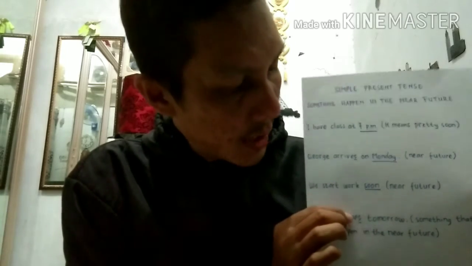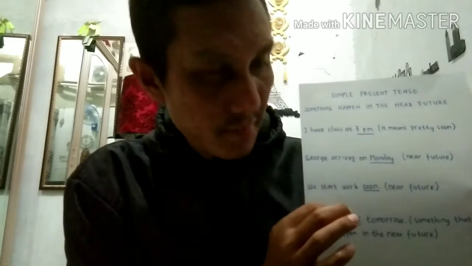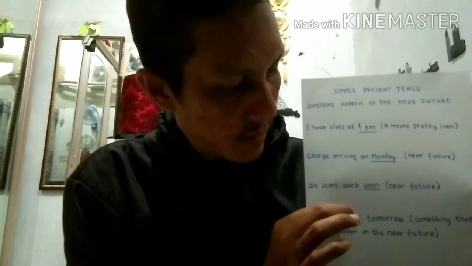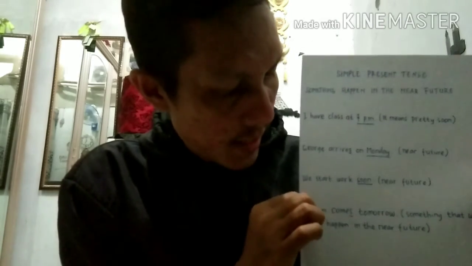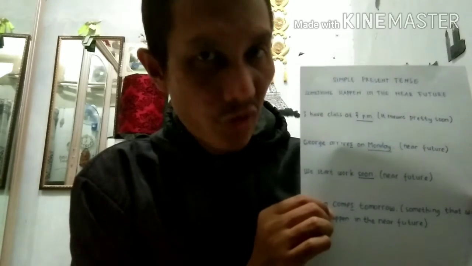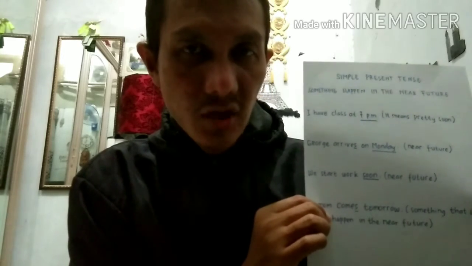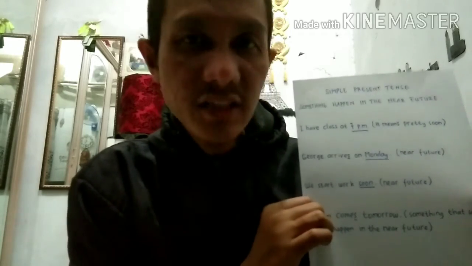My mom comes tomorrow. Don't say "my mom is coming tomorrow," because that is continuous. It's something that will happen in the near future. Why do I use s at the end of the verb? Because my mom is the subject of "she." Okay, let's continue on.